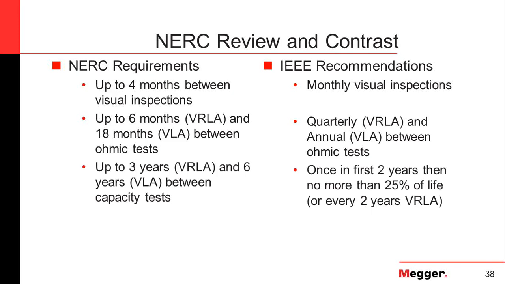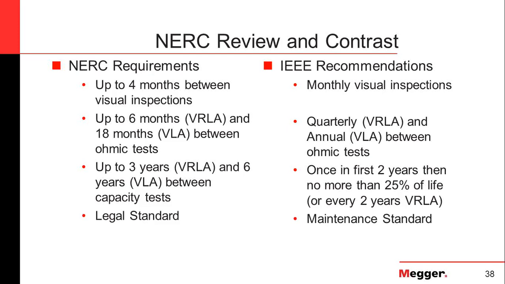Your NERC requirements for capacity, if you opt to do that instead of the ohmic tests, you're looking at 3 years for VRLA and 6 years for vented lead acid, whereas IEEE recommends you do a performance test once in the first 2 years, and then you don't exceed 25% of the life. Again, there are manufacturers that rate batteries maybe 30 years, but I personally would not design based on a 30-year life. You might design based on a 20-year or 15-year. So 25% of life is going to be less than the 6 years. And keep in mind also that if it's VRLA, they're recommending a maximum of 2 years.